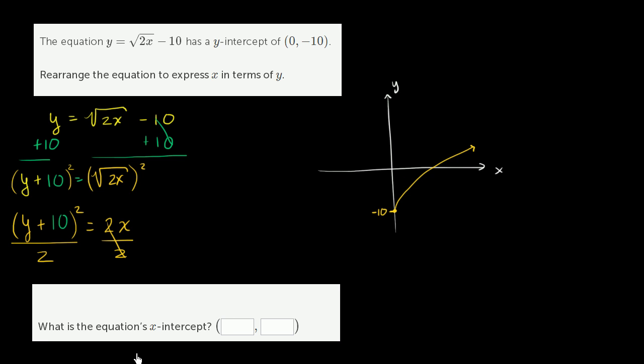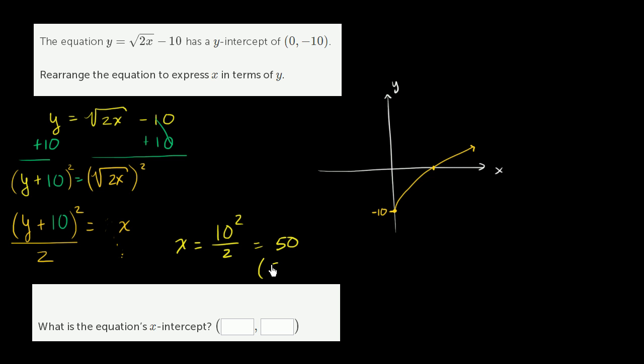Now we want to figure out its x-intercept. So that's essentially what x value do we get to when y is equal to 0. And let me clear these out just so we don't get distracted by this right over here. Well, when y is equal to 0, x is going to be equal to 10 squared over 2. 0 plus 10 is 10 squared, 100 over 2, which is going to be equal to 50.